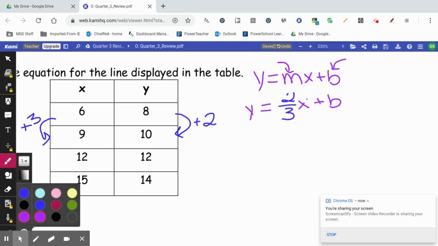And now we have to find our y-intercept, which is b. Now, sometimes we can just look on our table and look for where x is 0, but there is no x value of 0 on the table. So instead, what we're going to do is choose a point, any point on our table. So I'll pick the first one, which is 6, 8. And we're going to substitute that in for the x and the y of the equation. We'll substitute the 6 in for x and the 8 in for y.